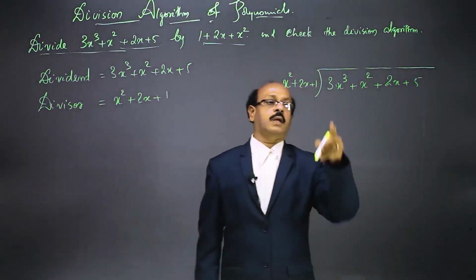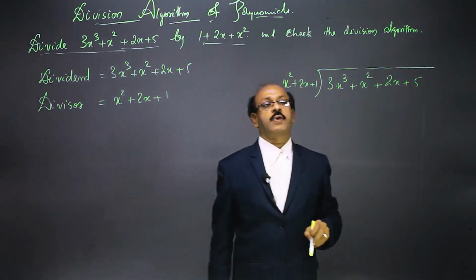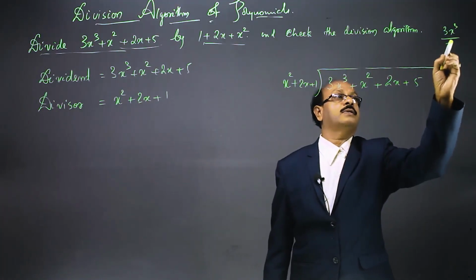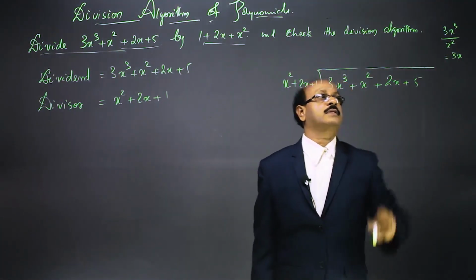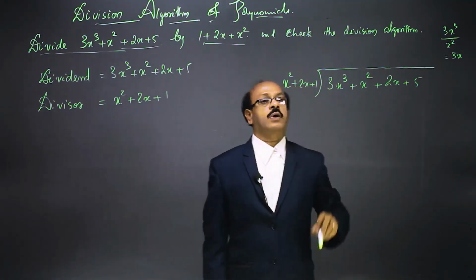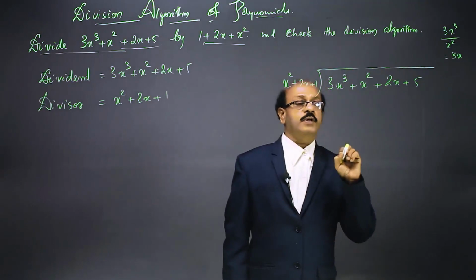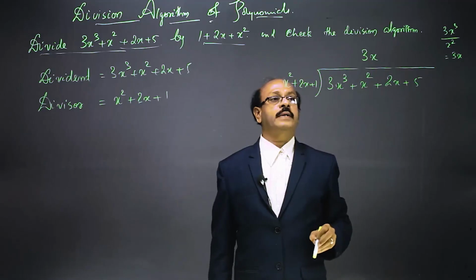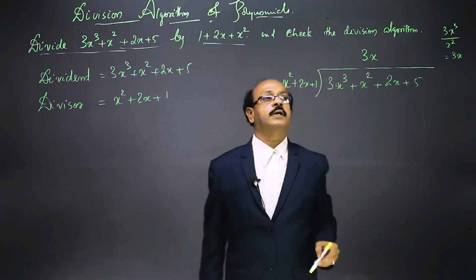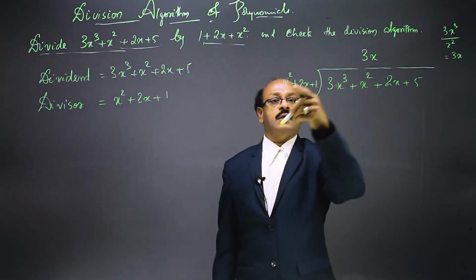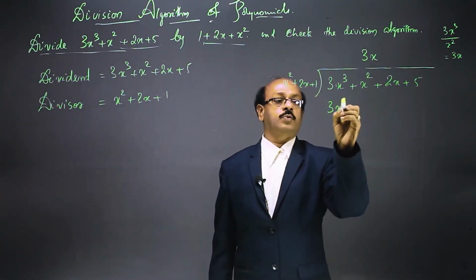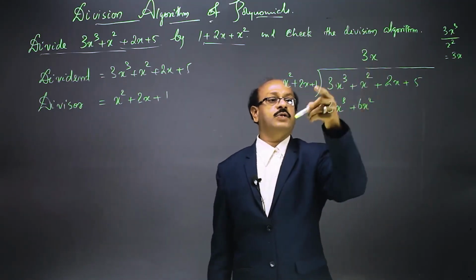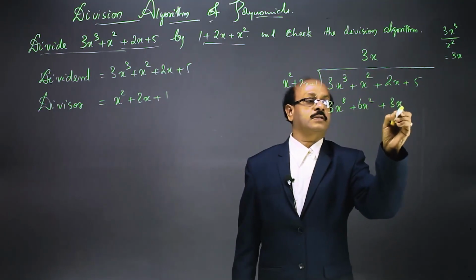We have to divide this 3x cube by the first term of the divisor, x square. 3x cube divided by x square will give you 3x. So, the first term of the quotient is 3x. Now, we have to multiply all three terms of the divisor by the term obtained in the quotient. 3x into x square is equal to 3x cube. 3x into 2x is equal to 6x square. Then 3x into 1 is equal to 3x.